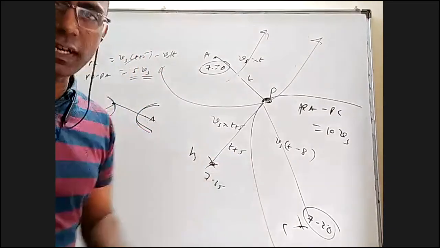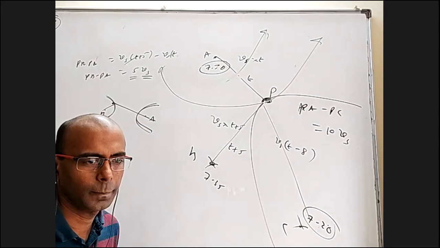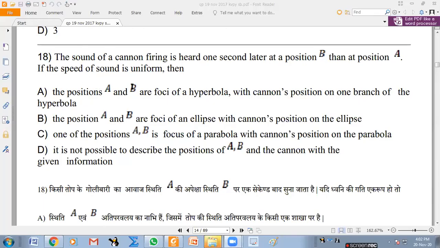This question is exactly that. Now, you read it, I don't have to write anything, just reading the question is sufficient. The sound of a cannon firing is heard 1 second later at position B than at position A. If the speed of sound is uniform, then the positions A and B are foci of a hyperbola with the cannon position on one branch of the hyperbola. That itself is correct, because if the position of the cannon is at P, PB is V into T, PA will be V into T plus 1, and the difference will be V. PA minus PB is constant, which means the locus is a hyperbola.